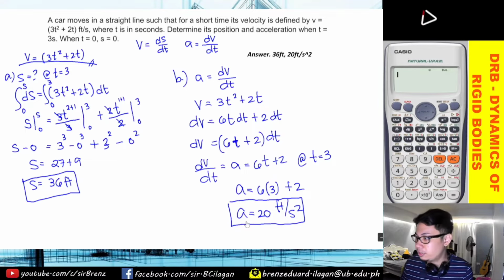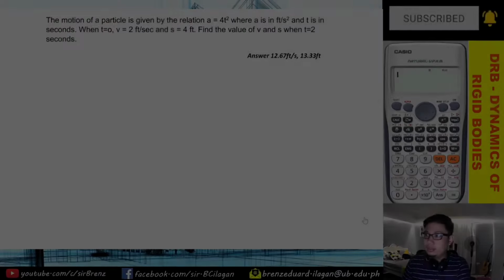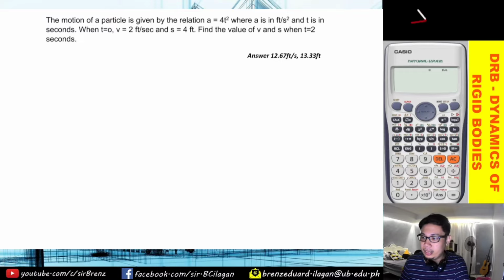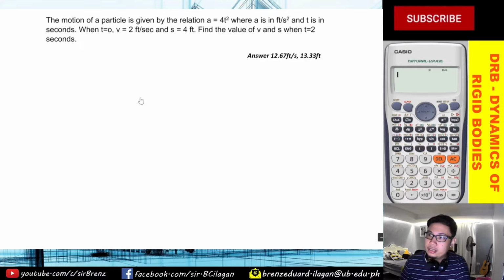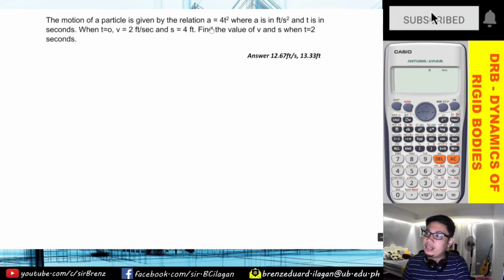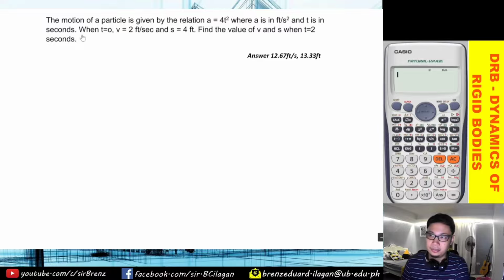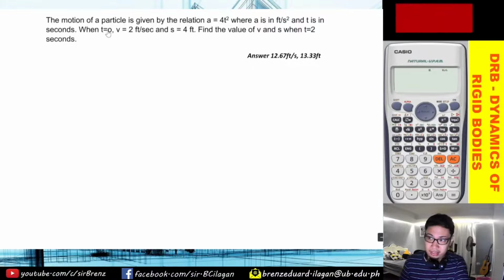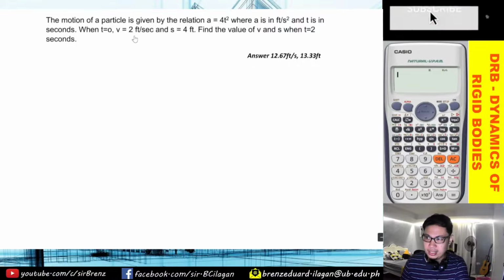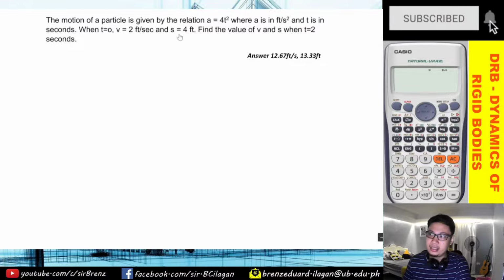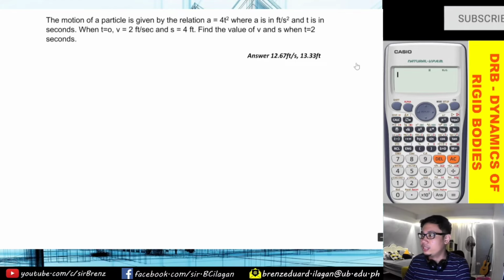Okay guys, so let's proceed with the next problem. Okay, so problem number 3. So again, basahin natin. The motion of a particle is given by the relation na acceleration is equal to 4t squared, where a is in feet per second squared and t is in seconds. So when the time t is equal to 0, the velocity is 2 feet per second and s is equal to 4t. Find the value of v and s when t is equal to 2 seconds.